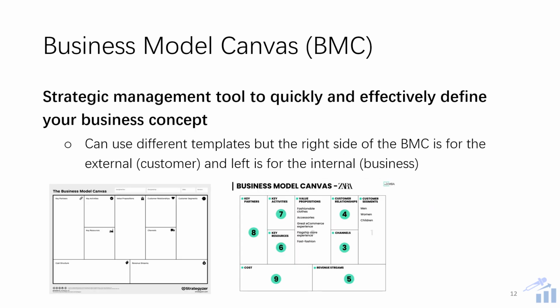So does there exist a visual for your business plan? Well, there does, and it's called the Business Model Canvas. Essentially it's used to effectively define your business concept or your business plan. There are a couple of different flavors. On the right side of the slide, you can see the external or customer facing canvas, and on the left is the internal or business facing canvas.